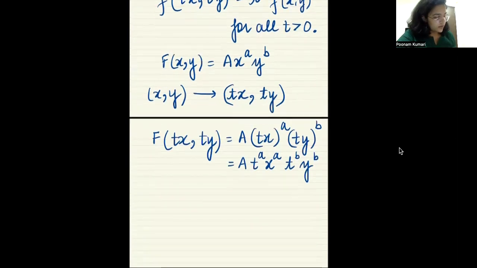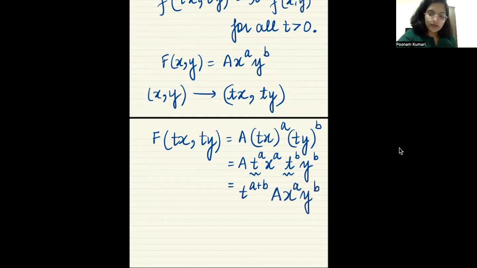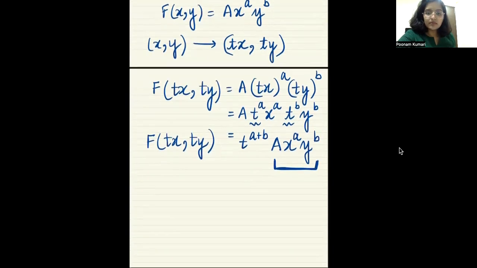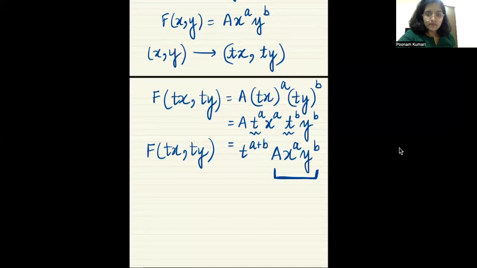Okay. So now if you collect the items, if you collect t, we have t raised to the power a plus b, and then we have a, x raised to the power a and y raised to the power b, right? So this is my function. Now if you look clearly, what is this? This is nothing but f of x comma y. And this is t to the power a plus b.